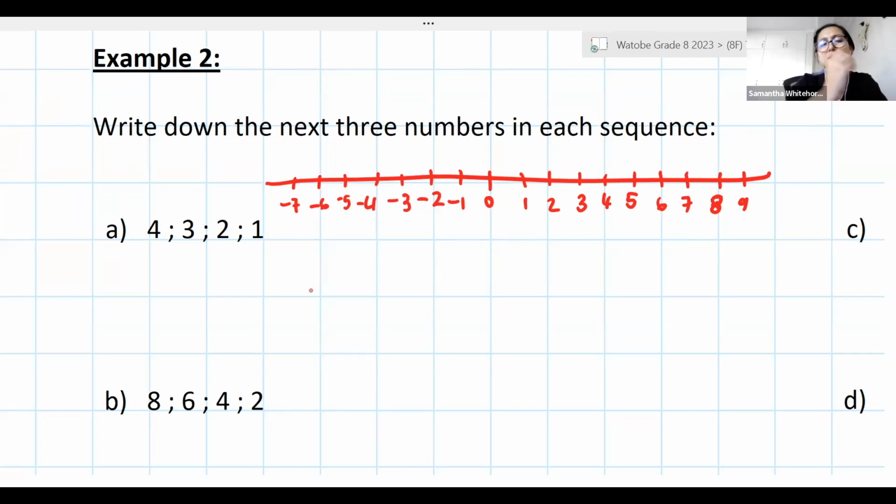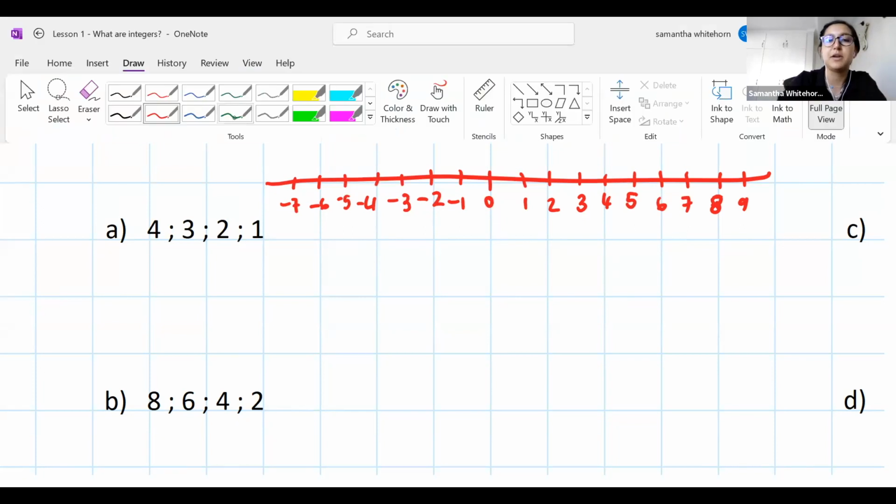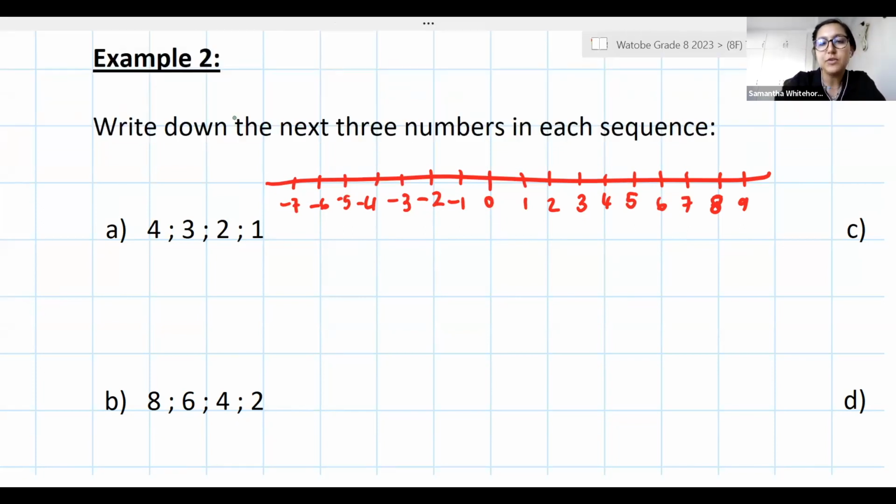Now you can do patterns in lots of different ways, but essentially what you want to figure out is what's happening from one value to the next. So if we go to 4 on our number line, we move 1 down to get to 3, and then 1 down to get to 2. And so what I'm actually doing here is I'm moving or I'm subtracting 1 each time.